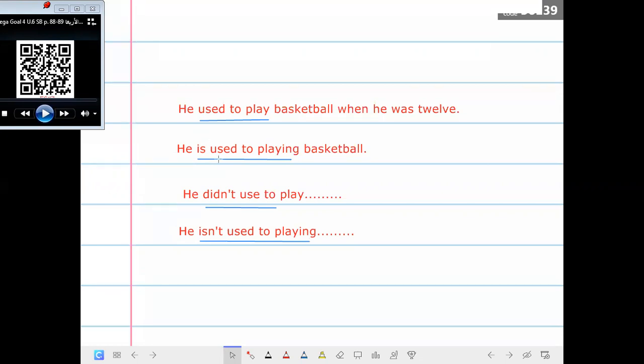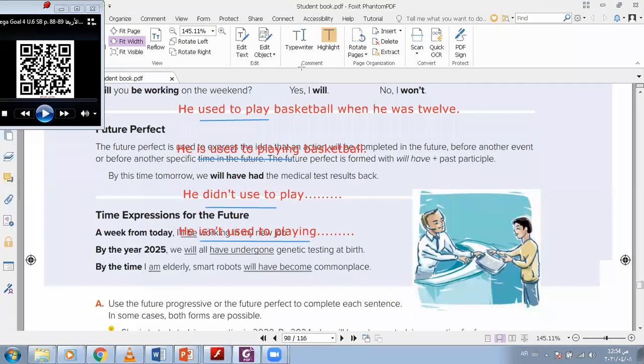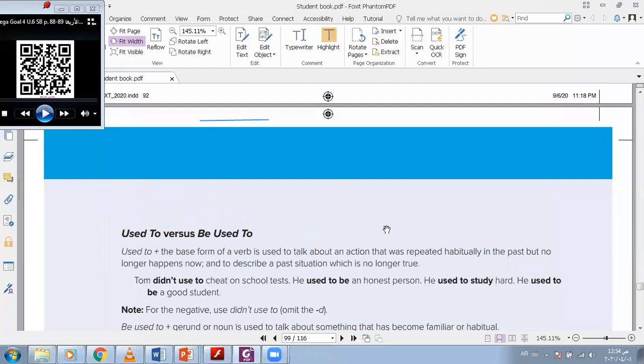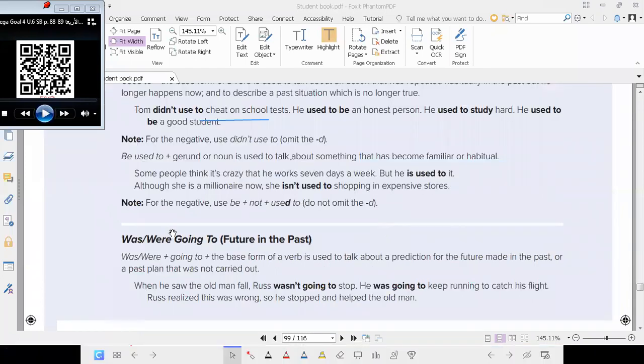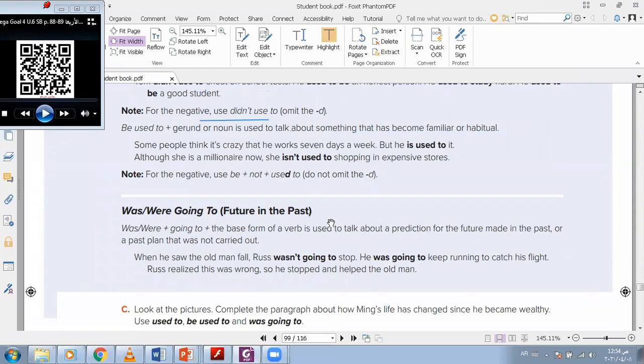خلاص يا شباب؟ طيب now I want you to look again on your student book to see the last part، اخر جزئيه عشان نبدا ندخل على الكلاس بوينت. اخر جزئيه بتتكلم عن ال was او were going to. طبعا احنا عارفين ان going to بتيجي معاها am و is و are، وبعدين بعد going to اجيب الانفينيتيف.